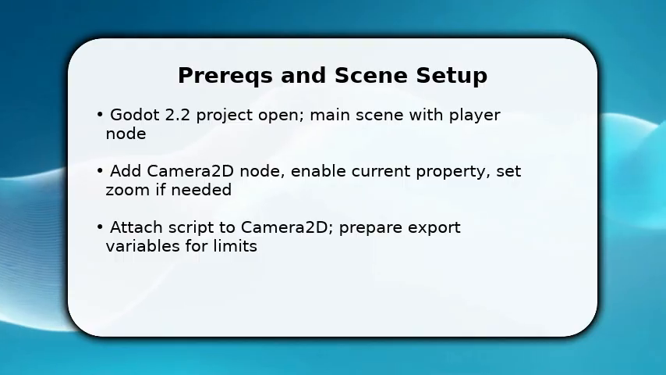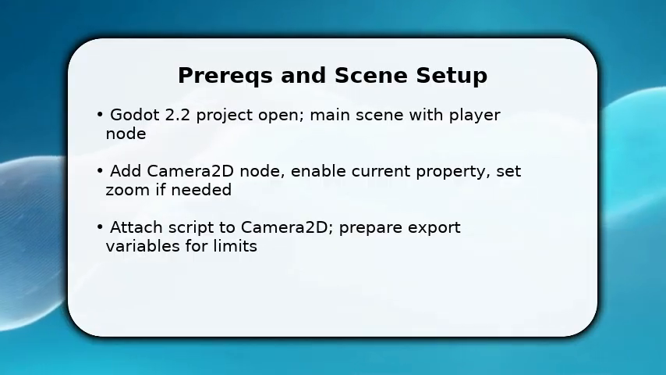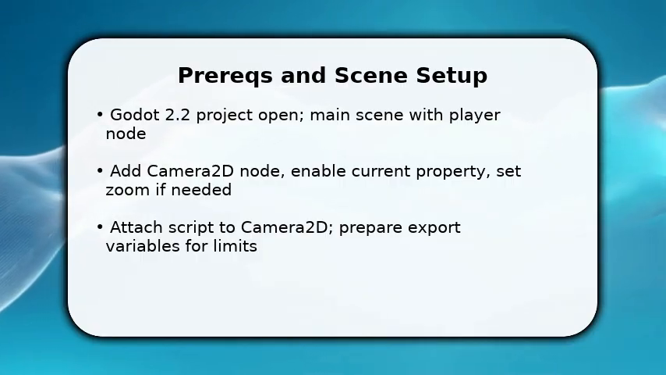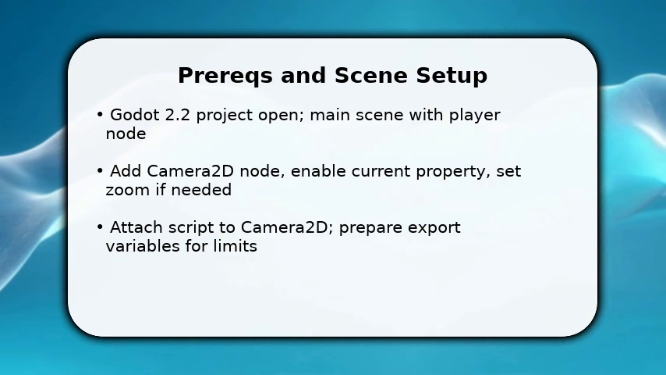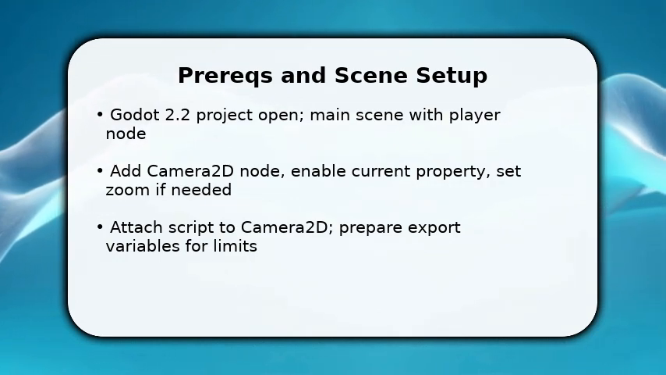Define export vars for margins, smoothing, and level limits at the top so you can tweak without recompiling. Once done, set Camera2D current equals true and pick a sensible zoom. This gets you immediately ready to implement edge detection and movement logic.